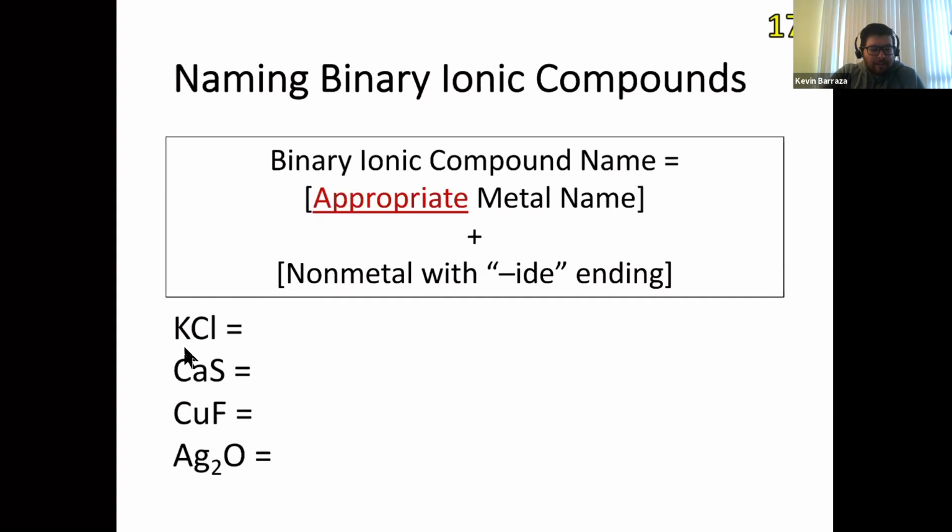So this one would be called, this is potassium. It is a predictable ion. Maybe I'll write that. Predictable. So it's potassium chloride, okay? Again, chlorine, drop the ending "ide." This is calcium sulfide. All right.